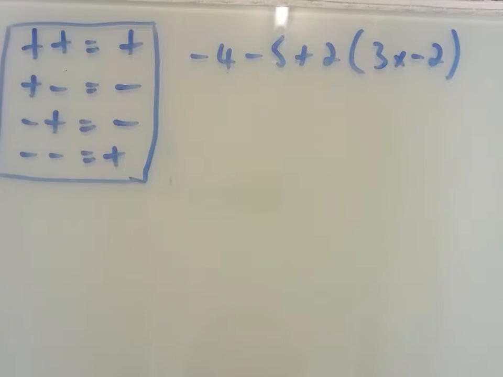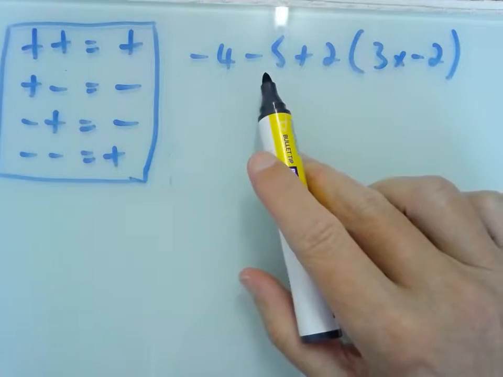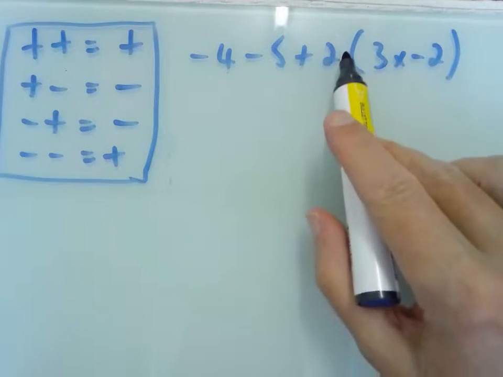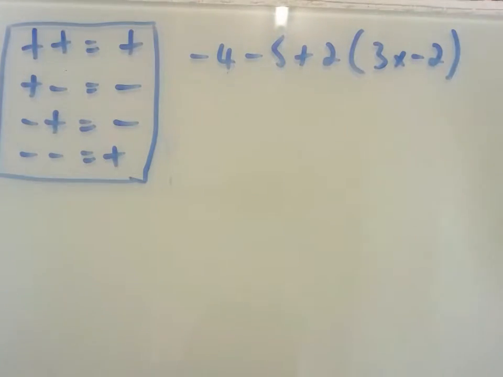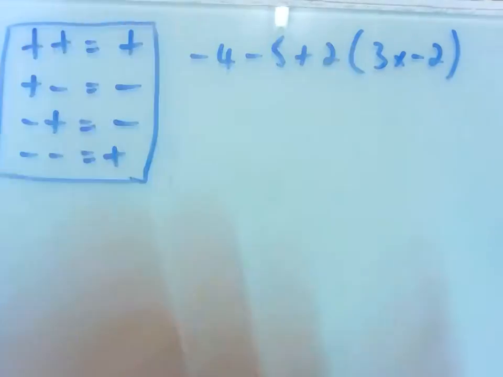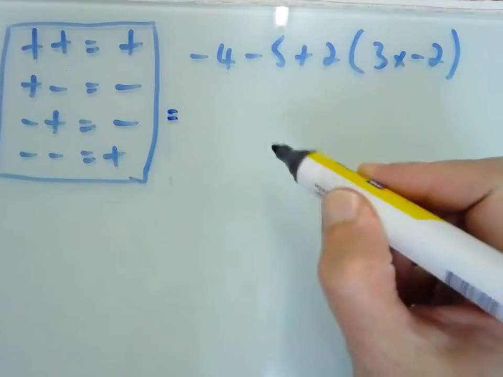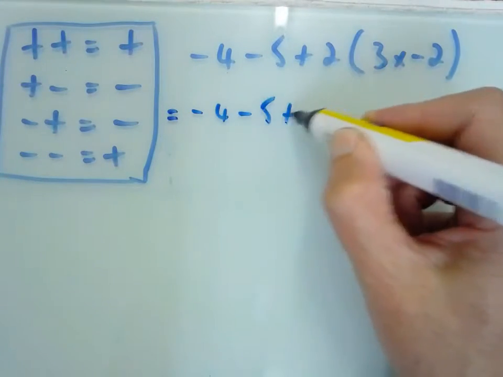Okay, so we're going to put this all together in an order of operations question. So negative 4 minus 5 plus 2 multiplied by bracket 3 multiplied by negative 2. So what are we going to do first? We know that's a times, but hang on, we've got a bracket. Because we're going to do this bracket first, everything else is going to be the same. We're going to work down the page.